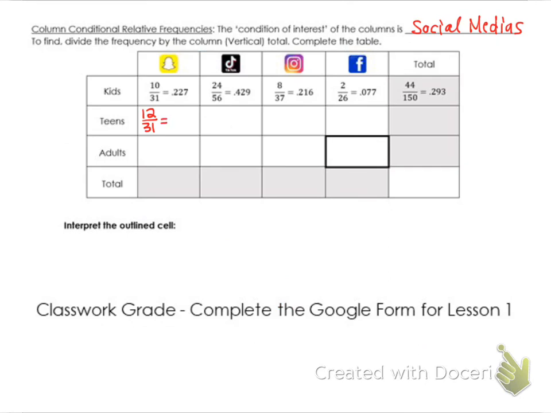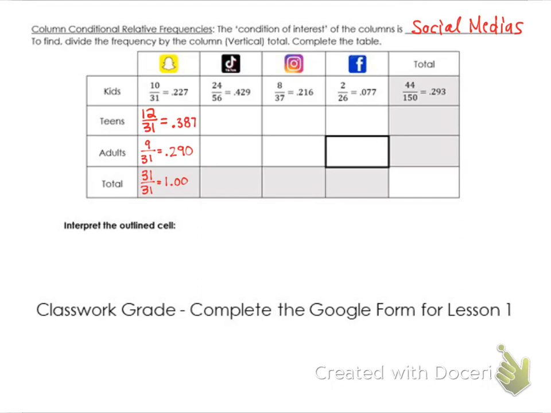And then if you do the calculator, you get 0.387. The next section is still out of 31, because that's how many total people liked Snapchat. Only 9 adults preferred Snapchat, and that would be 0.290. And then last but not least, we have 31 out of 31, and that is obviously going to equal 1.00 because that's everybody. So 31 out of the total 31 people who like Snapchat, that's basically including all of your people. So 10 plus 12 plus 9 adds up to 31. Those are the total number of people who liked Snapchat.